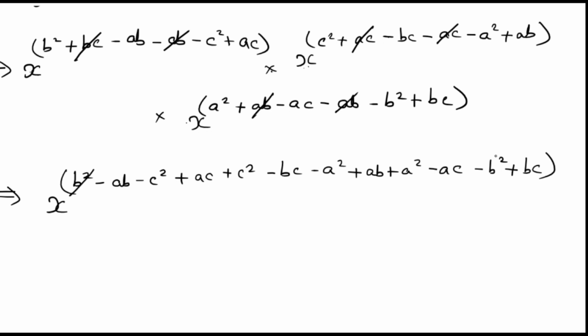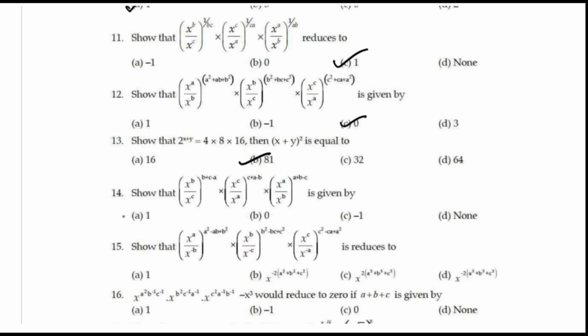Here plus B square and minus B square will get cancelled. Minus AB and plus AB, minus C square and plus C square, AC and minus AC, B into C and plus B into C, minus A square and plus A square. Everything will be subtracted. So you'll get x to the power 0, which is equal to 1. So for 14th one, the correct option is A.